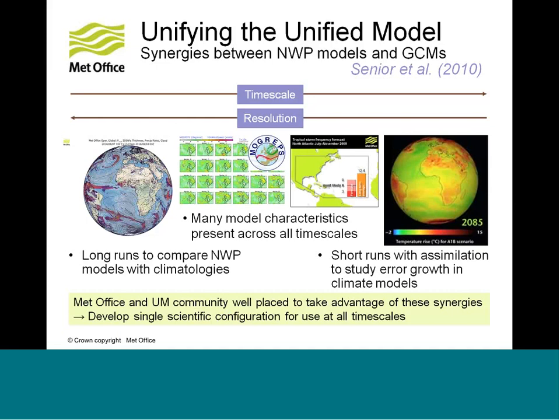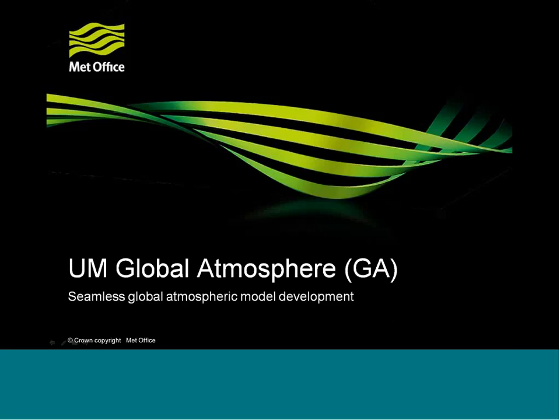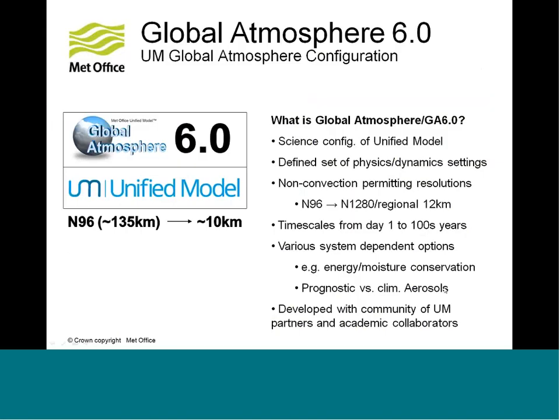So the final step, which we took from the atmosphere about 6 years ago, was to move towards developing a single scientific configuration that could be used at all timescales. We call this our Global Atmosphere, or GA, configuration, and it's essentially a set of physics and dynamics options within the model that can be used across a range of resolutions. And by global, what we really mean here is non-convection-permitting resolutions, so anything that's running with the convection scheme. This covers global models from 135 kilometer resolution out to 10 or 12 kilometers, and those could be global models or regional models. It's designed and tested on timescales from day one out to hundreds of years.